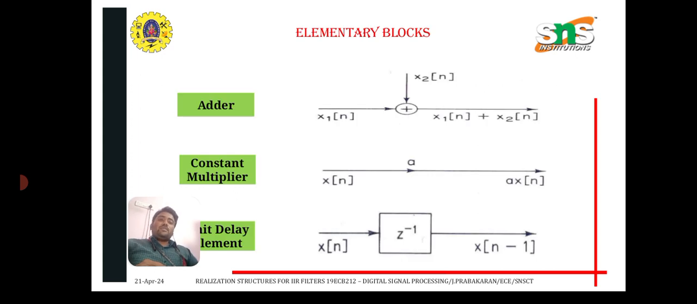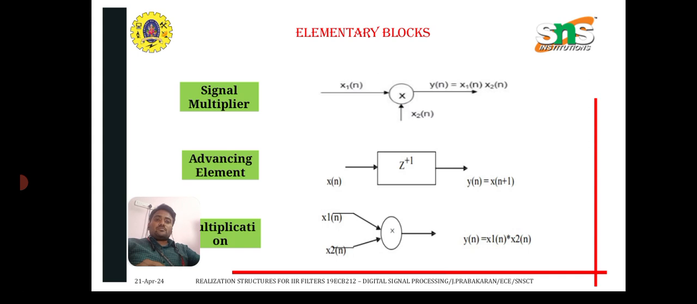Some elementary blocks of realization structures: you can see the adder circuit, constant multiplier circuit, unit delay circuit, signal multiplier circuit, advancing element, and multiplication. These are the elementary blocks of the realization structures for IIR filter.